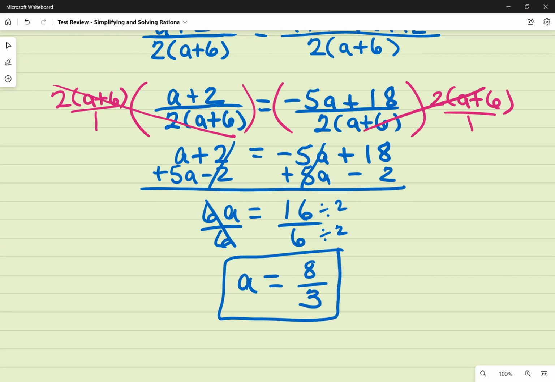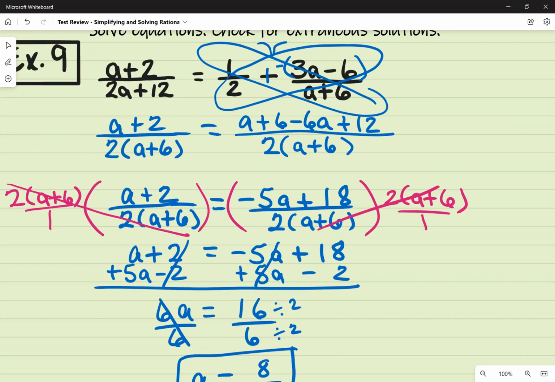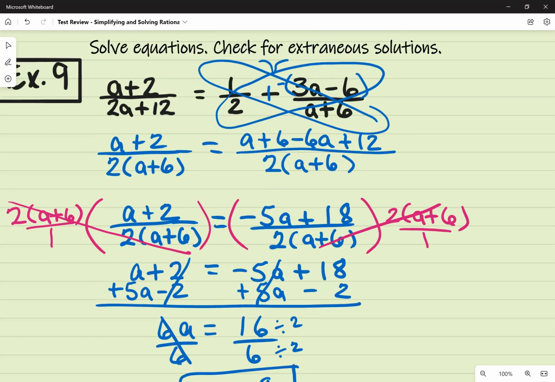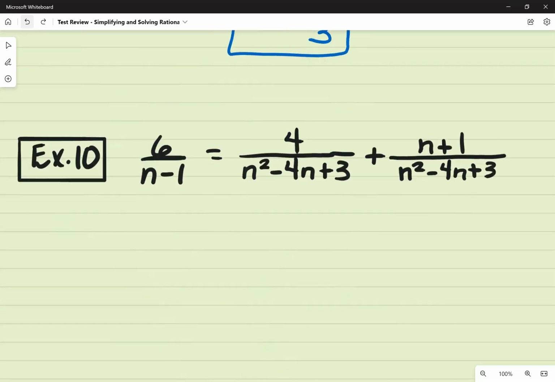And before I box it, normally I would go and check my extraneous solution, but I already know that 8 over 3 is fine. So my extraneous solution, again, comes from my original denominator. If I go to my original denominator, a cannot equal -6. I cannot have a -6 here because that will make that 0. And if I try to put a -6 there, it would also make it 0. There is nothing that will change the 2 to a 0, so I don't even have to worry about that one. So that's the answer. And this is the last problem.